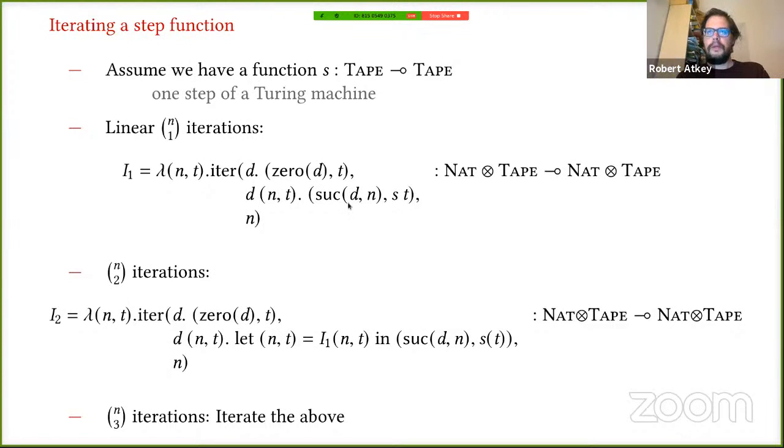And now to get polynomial time, we have to iterate this idea. So to get n choose 2 iterations, that's going to be sort of 1 plus 2 plus 3 plus 4 plus 5 plus up to n. What do we do? Well, in the base case, we do the same 0 trick, but in the step case, we do n iterations for what we've got so far, and then we do another step.